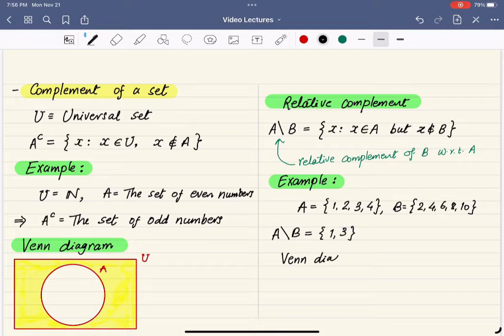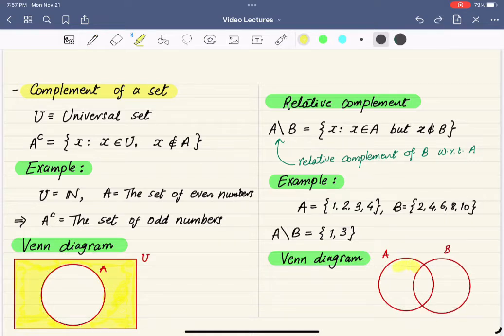Through a Venn diagram, we can understand it better. Say again, you have A, you have B, then A minus B is given by this area right here, all the elements of A that are not in B.